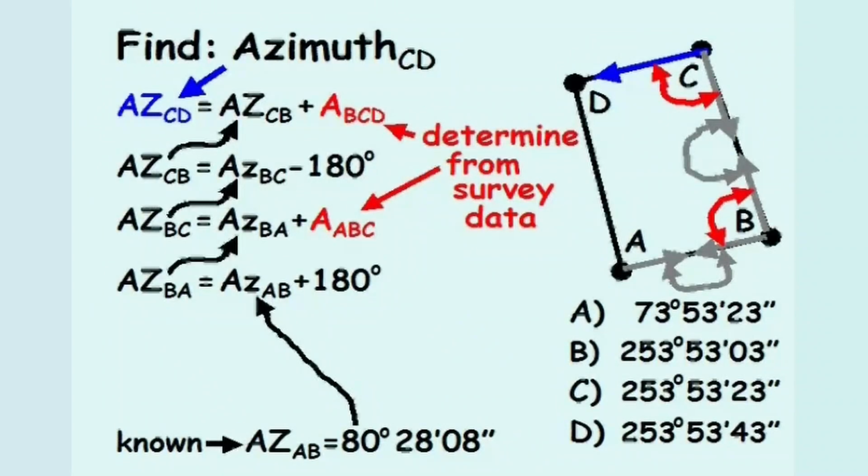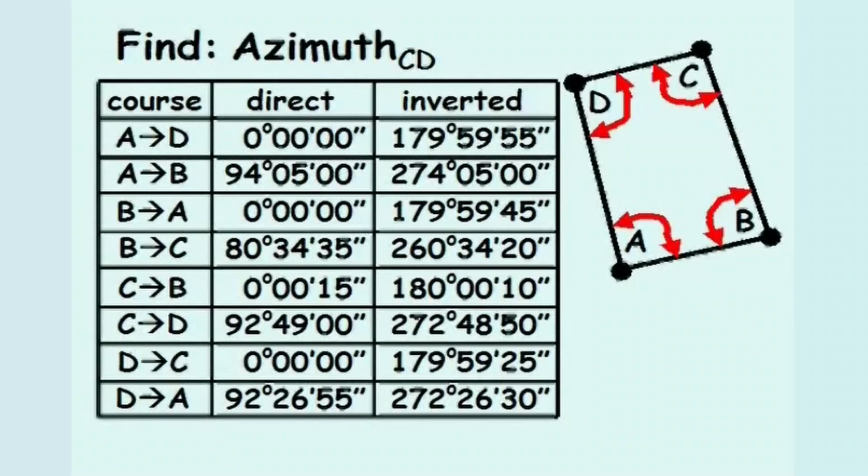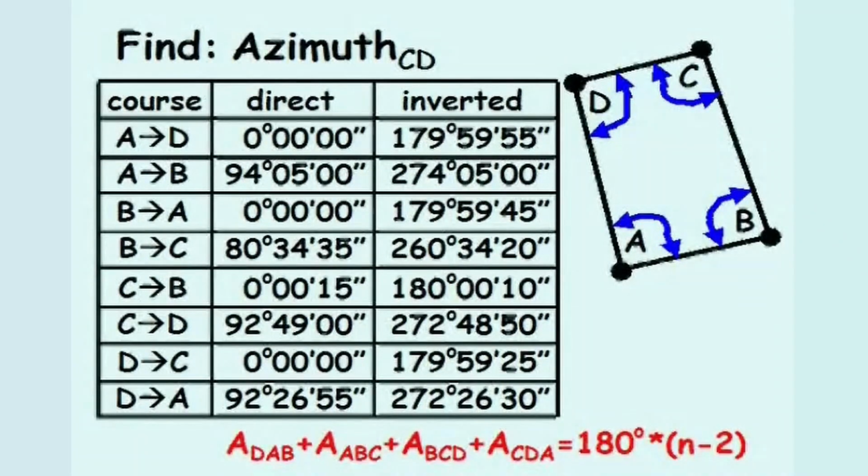and ABC. Now we'll return to our survey data and balanced closed traverse in order to determine angles BCD and ABC. For angular measurements, balancing a closed traverse means that the sum of all interior angles equals 180 degrees times the quantity n minus 2, where n equals the number of vertices in the closed traverse. Since n equals 4, the sum of the interior angles should equal 360 degrees.